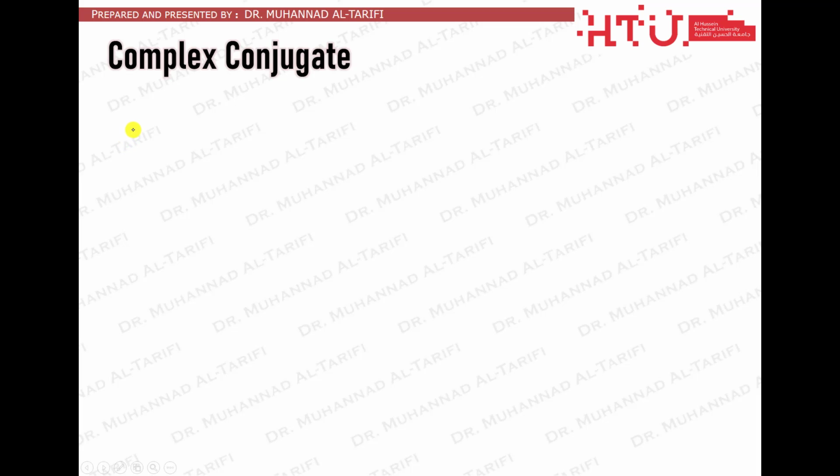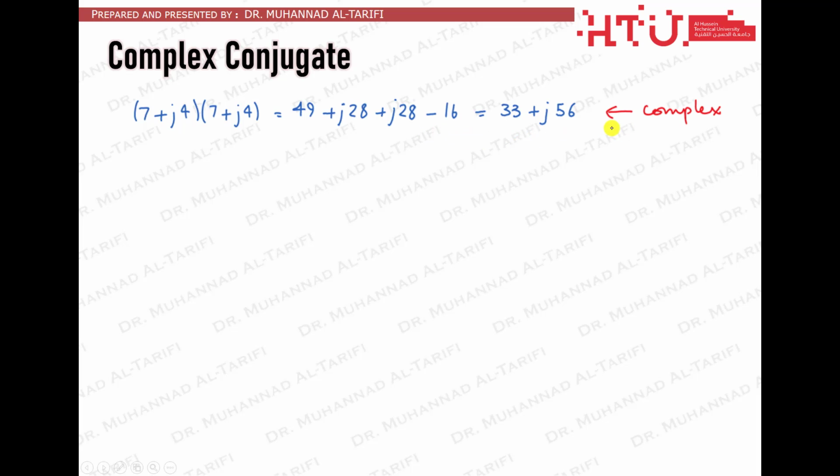If we want to square the number 7 plus j4, then we get two real terms, 7 times 7 or 49, and j4 times j4 or minus 16. We also get two imaginary terms, 7 times j4 and j4 times 7. So the total outcome is a complex number as expected, 33 plus j56.